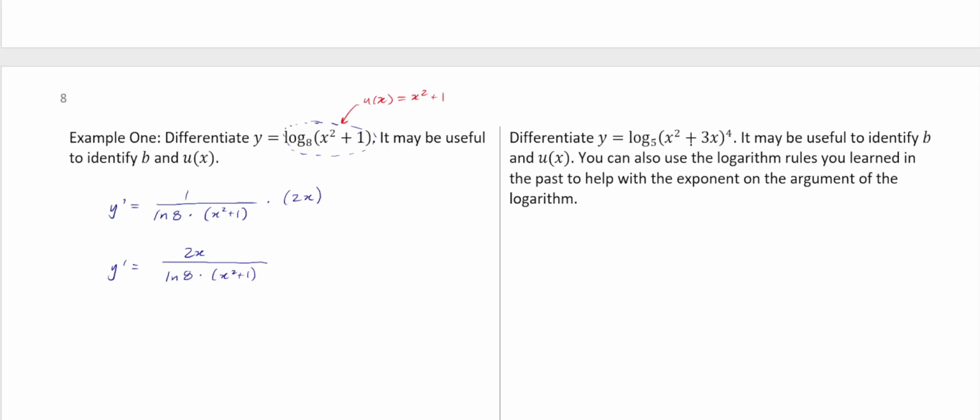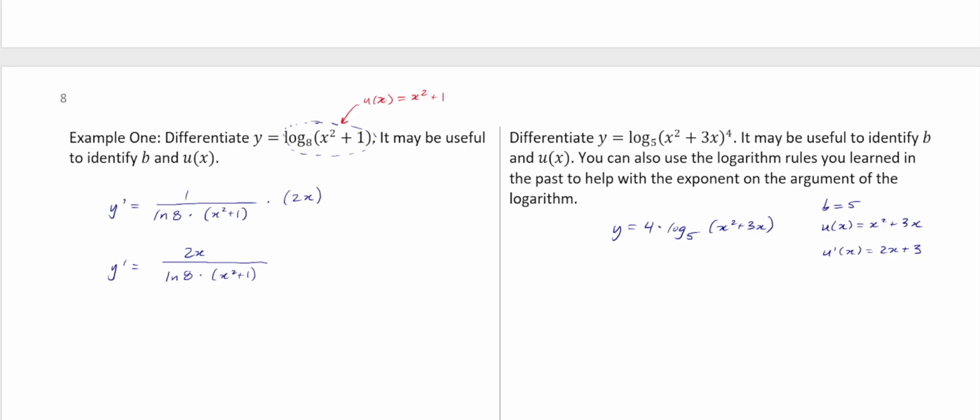Okay. It says differentiate this function right here. It may be useful to identify b and u of x. You can also use the logarithm rules you learned in the past to help with the exponent on the argument of the logarithm. So that's true, right? I can rewrite this as simply 4 times the logarithm base 5 of x squared plus 3x. So I know that my base in this case is going to be 5, and my argument is x squared plus 3x. So the derivative of my argument is 2x plus 3.